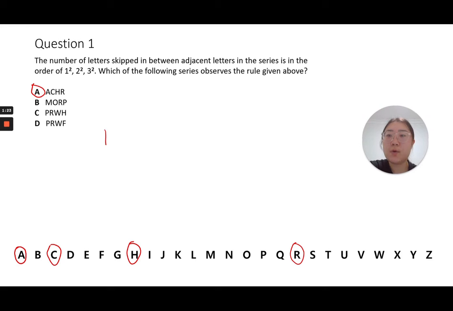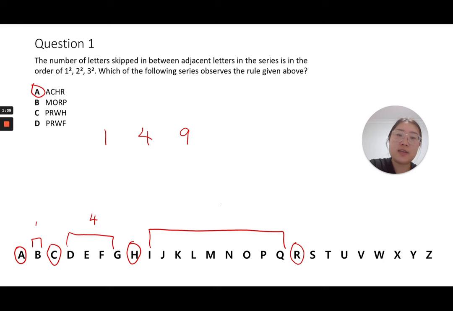1 squared is 1, 2 squared is 4, and 3 squared is 9. If you have a look, we're skipping one letter, and then we're skipping 4 letters, and then we're skipping 9 letters. And that's how we get A, C, H, R. If you try B, option C, and option D, they all won't follow this pattern.